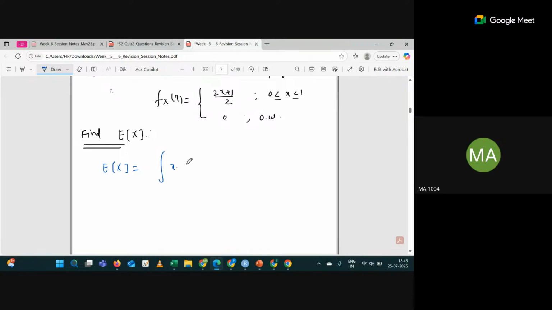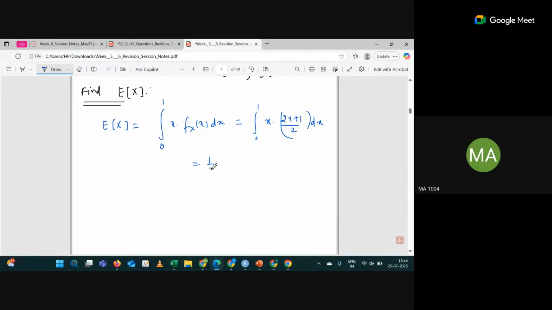Expected value of x is x into f(x) dx, right? This is clear. Yes, sir. So what is the support of x here? 0 to 1. Now this will be integral from 0 to 1 of x into f(x), what is f(x) here? (2x plus 1) divided by 2 dx, right? So 1 by 2 you can take outside because this is just a constant. Now can I write this as 2x square plus x? Would you agree with me?